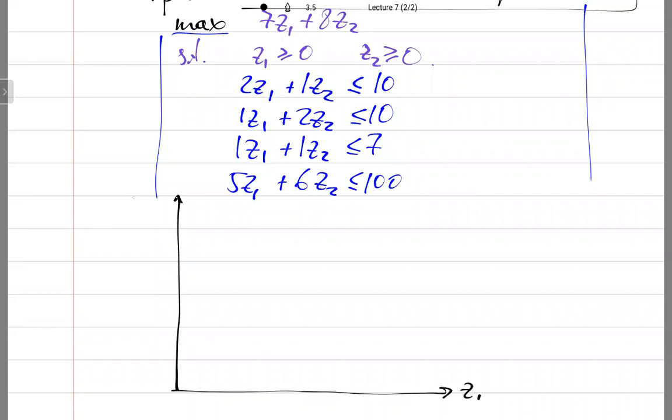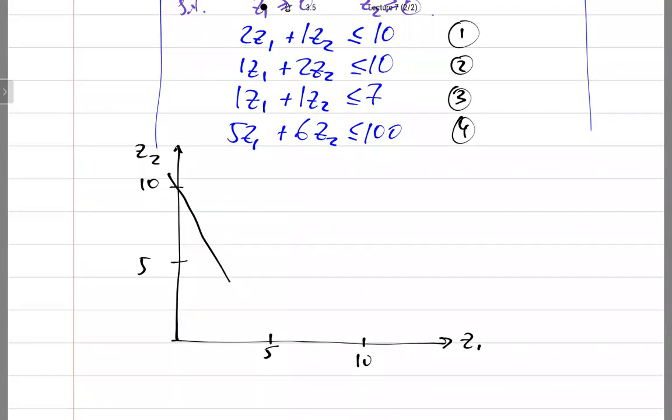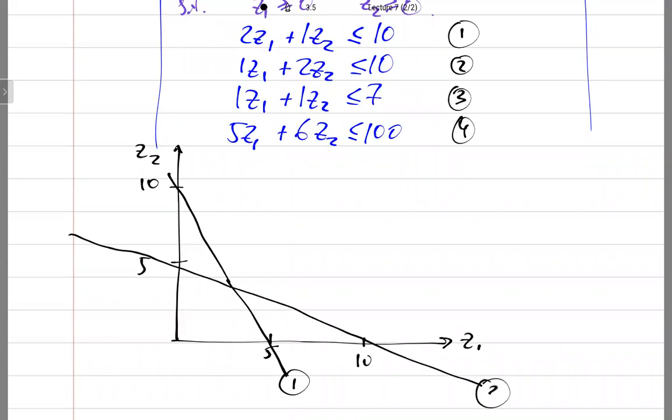This is my Z1, this is my Z2. And I basically draw the first, second, and fourth inequality. The first one: I have 5 there, 10 here, 10 here, 5 there. The first one is like that, so that's the first line. The second line is like this. That is the second line.